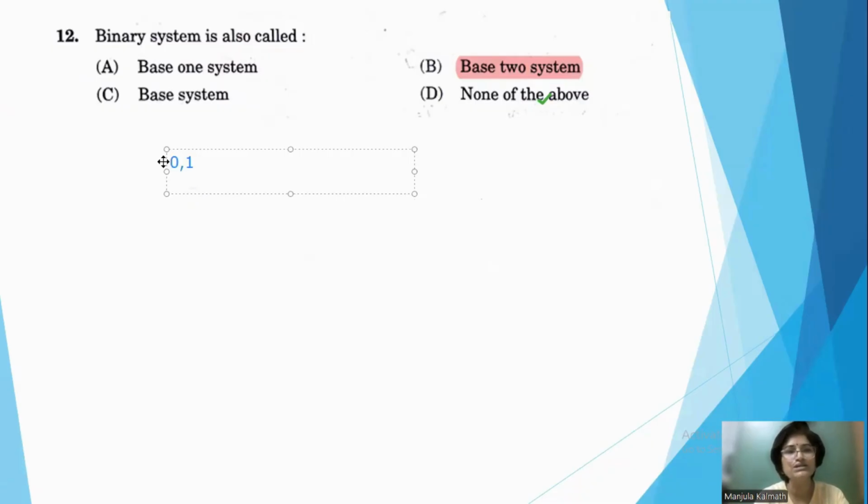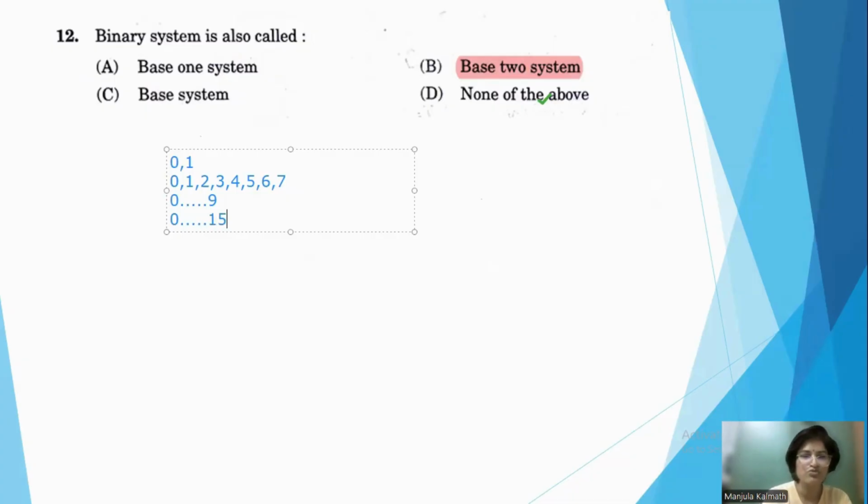If the base is 8, then it is called an octal number. When the base is 8, how many values are allowed? 0, 1, 2, 3, 4, 5, 6, 7. Up to 7 is allowed here. If the base is decimal, for decimal we have values from 0 to 9. Up to 9 is allowed. If it is hexadecimal, values allowed are from 0 up to 15.